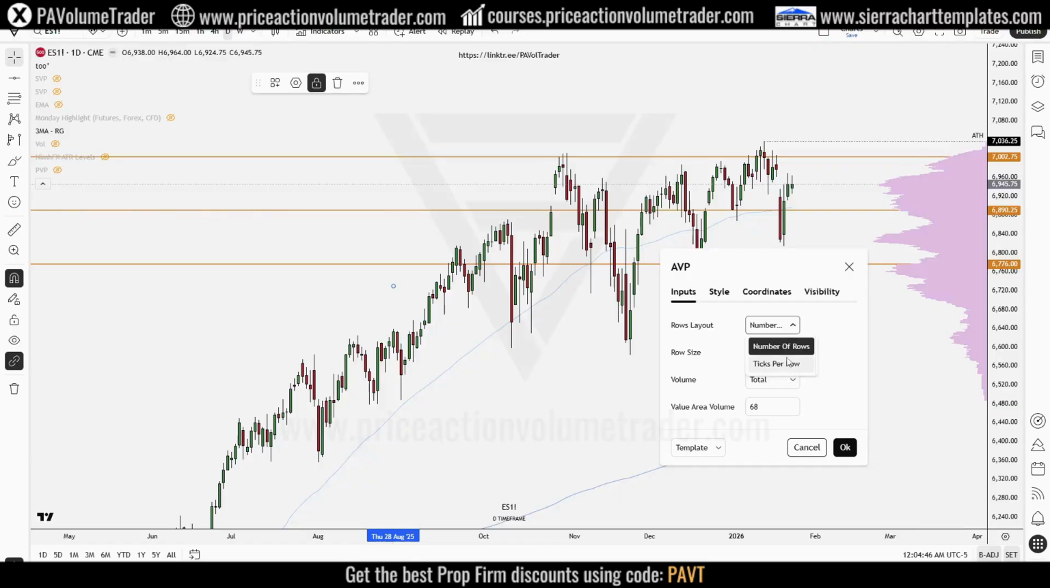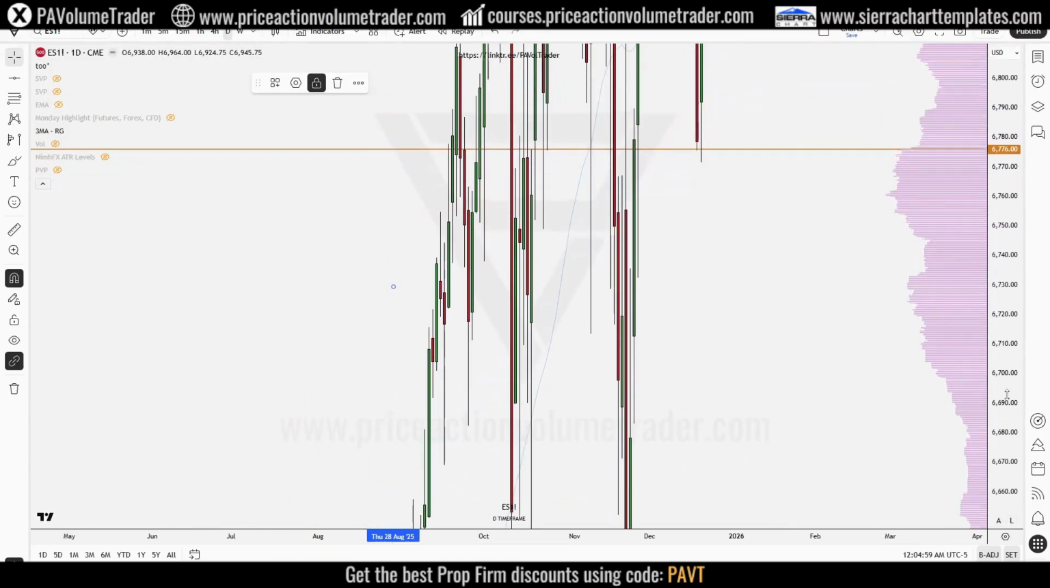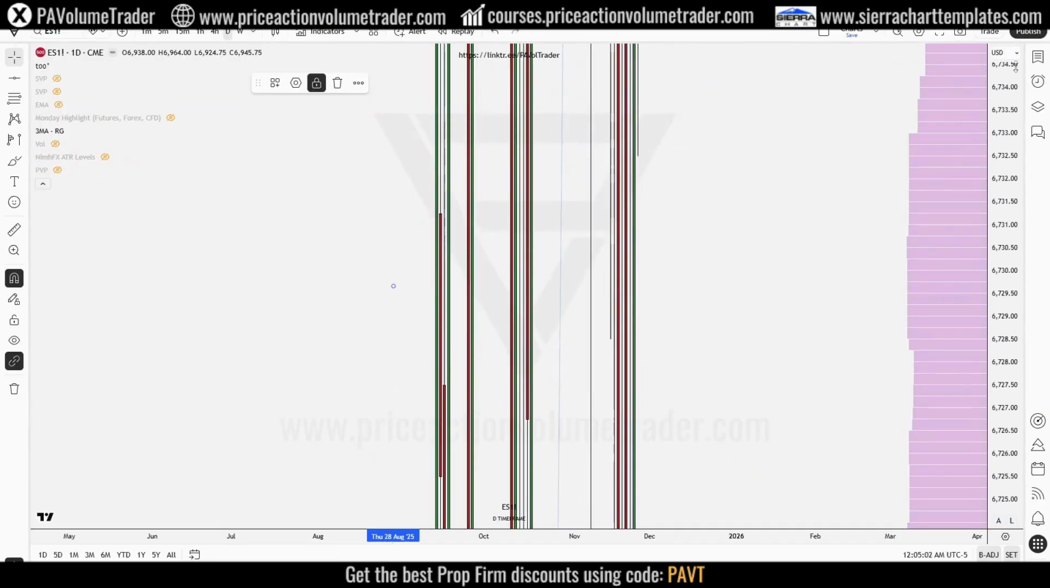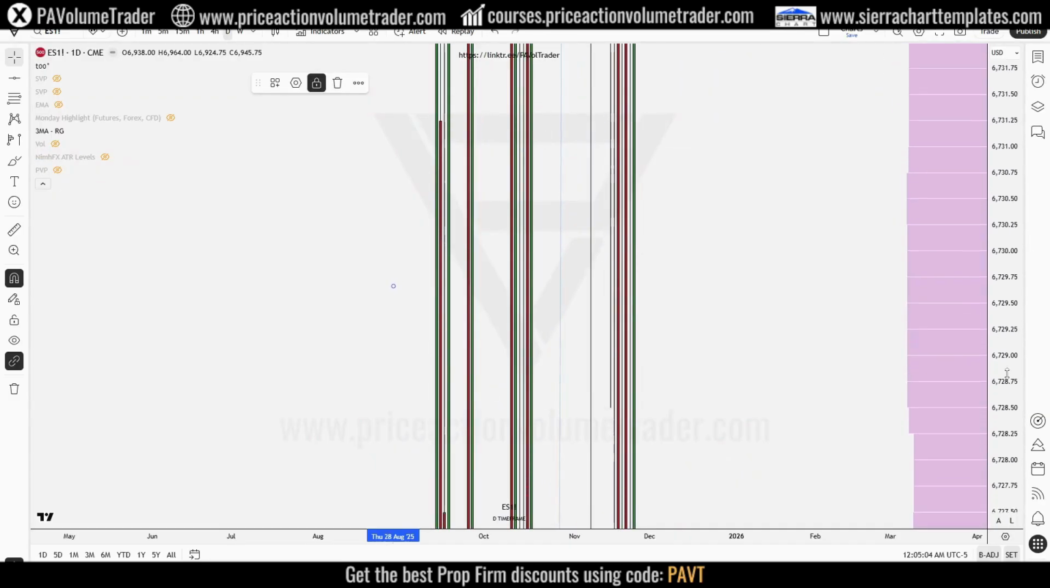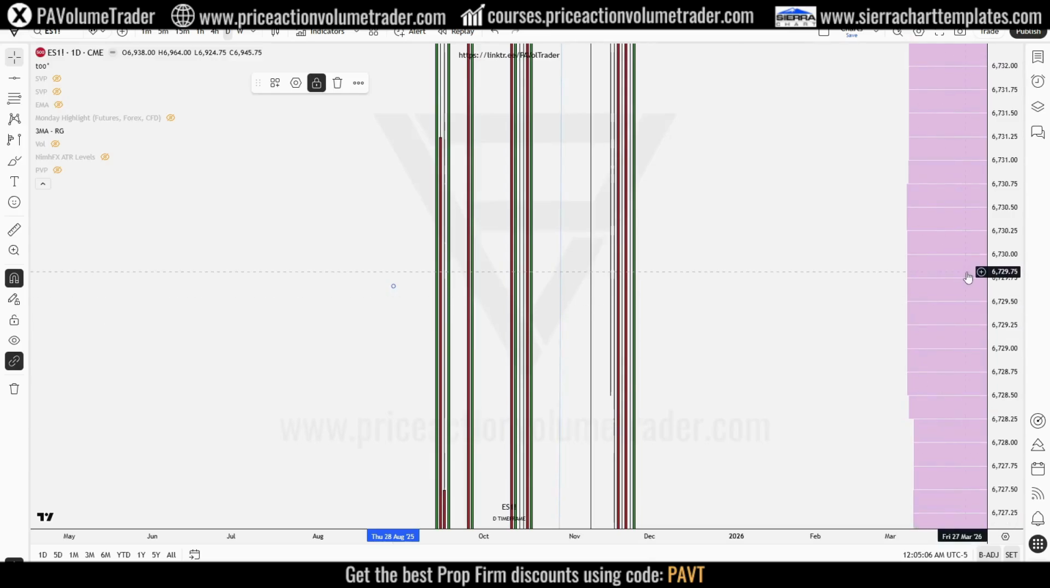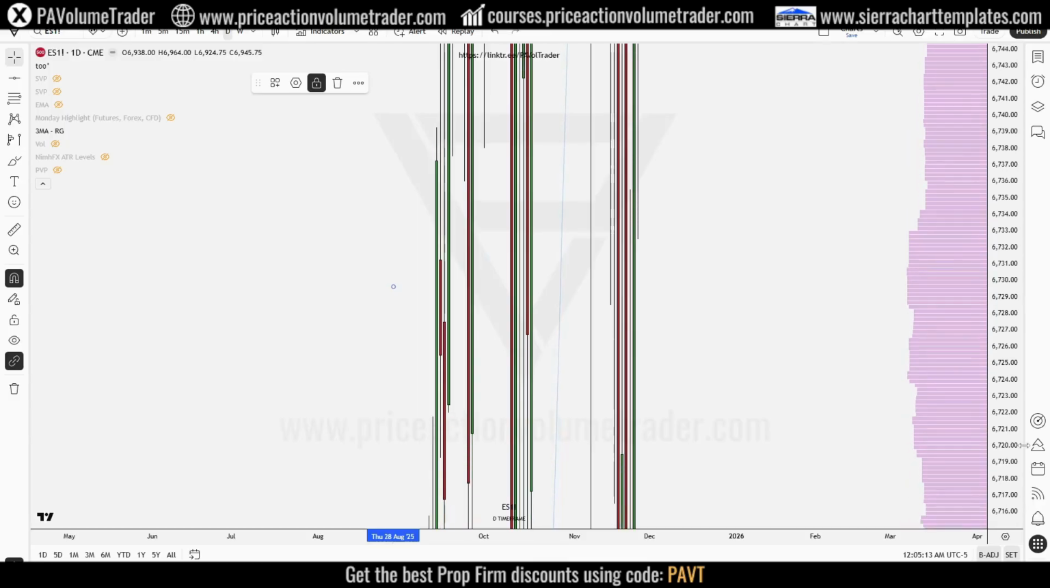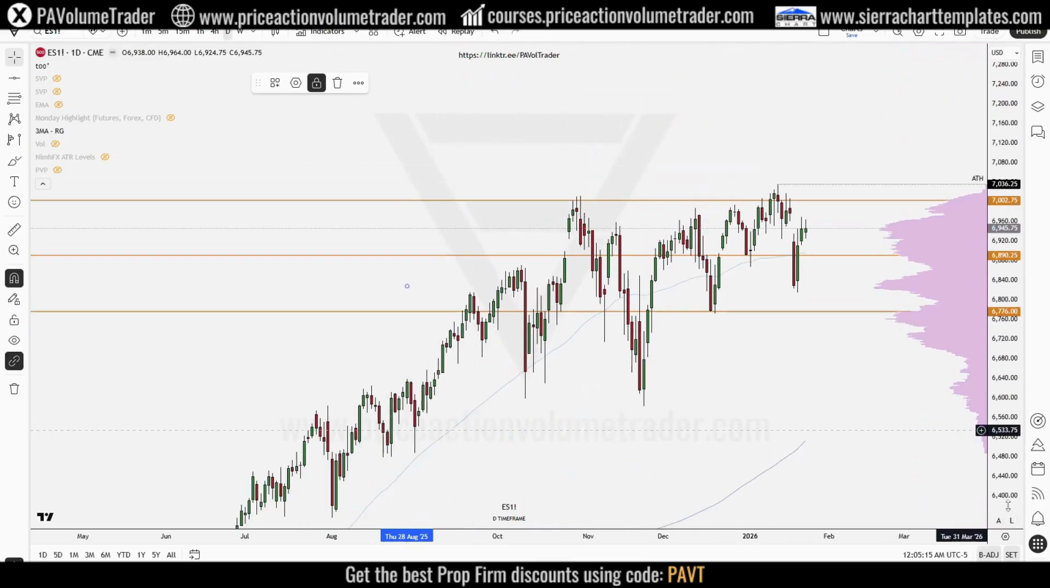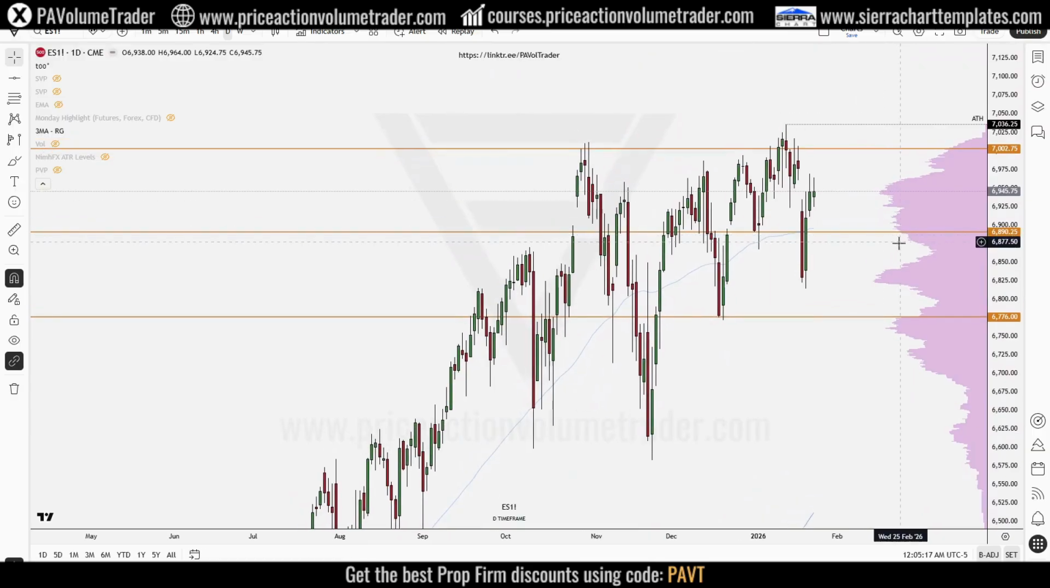So row layout, you could use ticks per row, which in this case you want to go as low as possible in the futures market. So this is 1 tick per row. So then if I expand this, you can see that basically for every tick level, remember in futures every 0.25 on ES and NASDAQ is 1 level, you have 1 row per level. And then if I zoom out, you're going to get that.